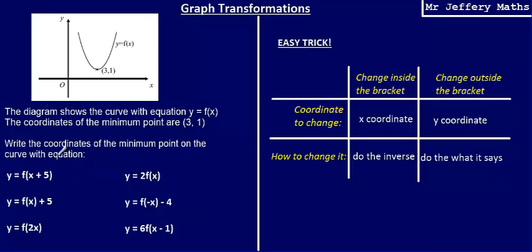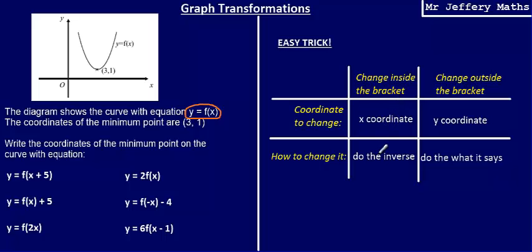So we're asked to write the coordinates of the minimum point on the curve with equation y equals f of x add 5. Now, in order to do this, the first thing that we need to do is look at where the change has taken place. And that change that we're talking about is the change to y equals f of x. So in this first question, what we can see is that the change has happened inside the bracket. So that plus 5, the addition or multiplication or subtraction on these questions, where has that taken place? It's happened inside the bracket. So this tells us that we're going to change the x coordinate.